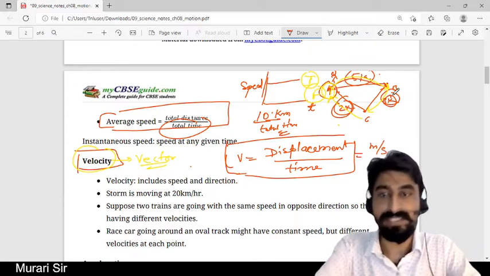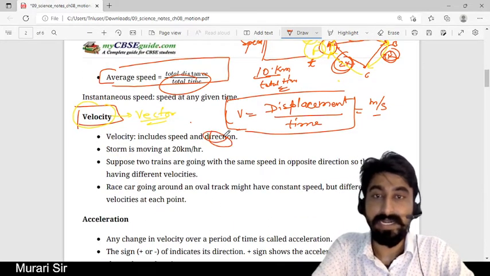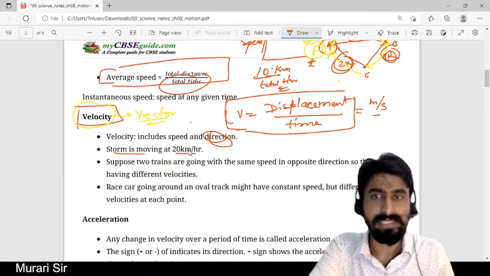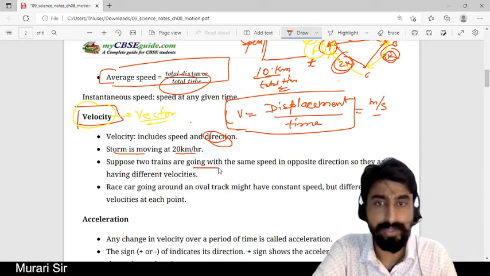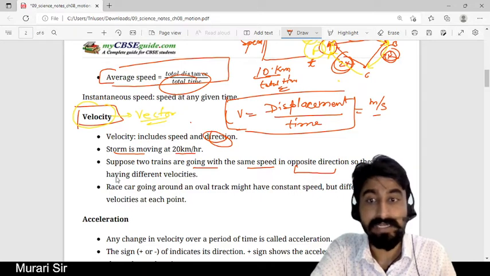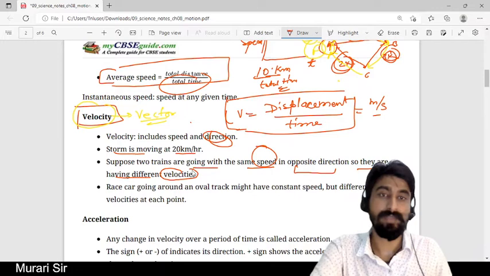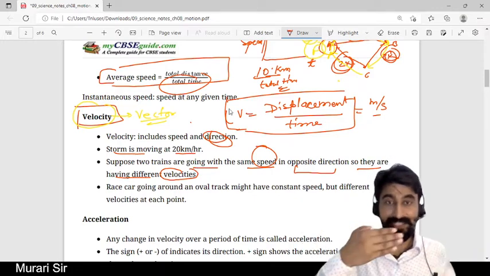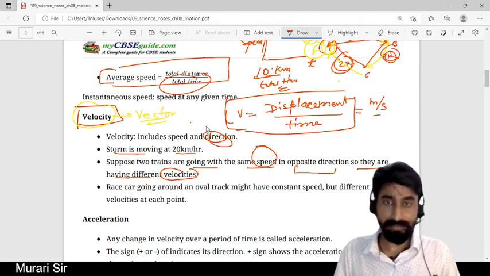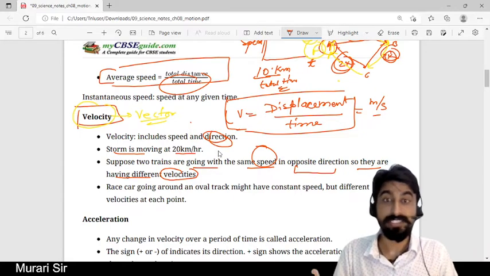Okay, so let's come to it. It includes speed and direction. Very important part, it has direction as well. A train is moving at 20 km per hour, but there is no direction in it. Suppose two trains are going with the same speed in opposite directions. So they have different velocities, but the same speed. Getting my point? One is moving in this direction, second is moving in this direction. Both have the same speed, but different velocities. So what is different in velocity here? Direction.